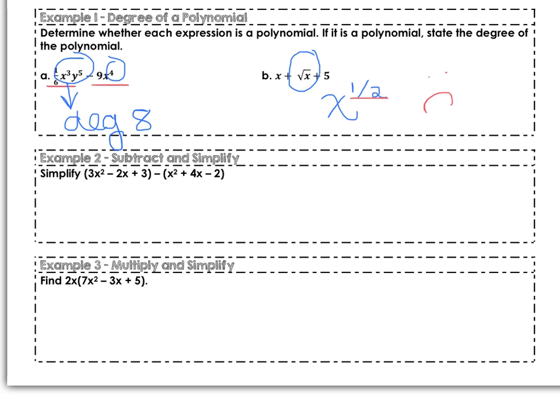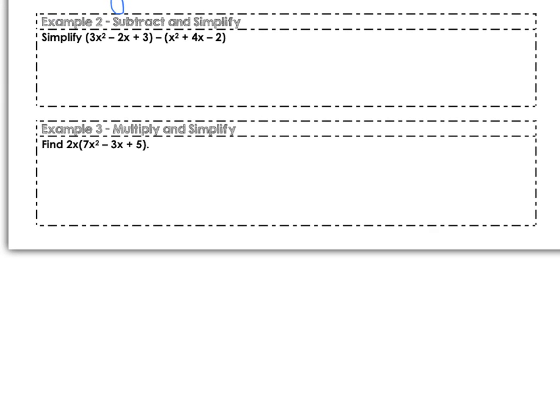Okay? Next, we're going to take a look at example 2, where we're subtracting and simplifying a polynomial expression here. Subtraction is most certainly the most concerning operation because we need to recognize we are subtracting each term inside the set of parentheses here. So we're going to have 3x squared, and we're going to subtract the x squared. The reason I just pair them together is because they're like terms. I'm also going to pair together the negative 2x, and I'm going to subtract from him the 4x. The other terms are my constants. We're going to have a 3, and we're going to subtract a negative 2.